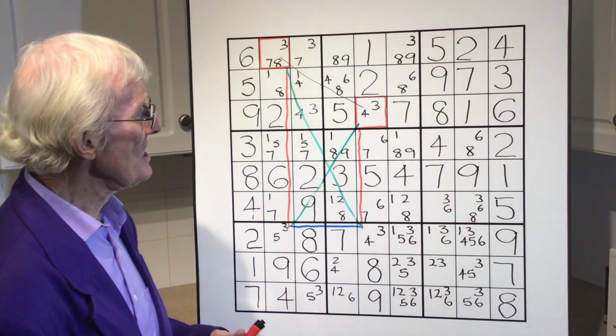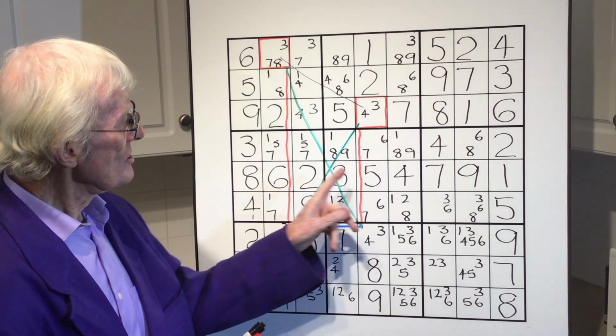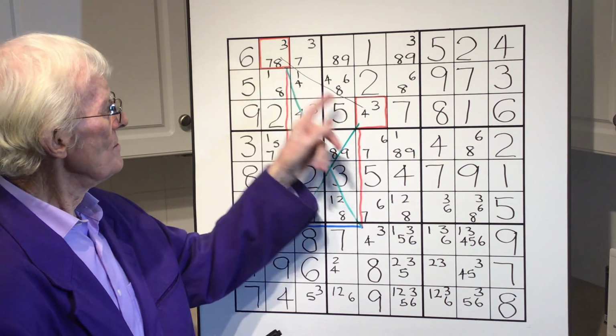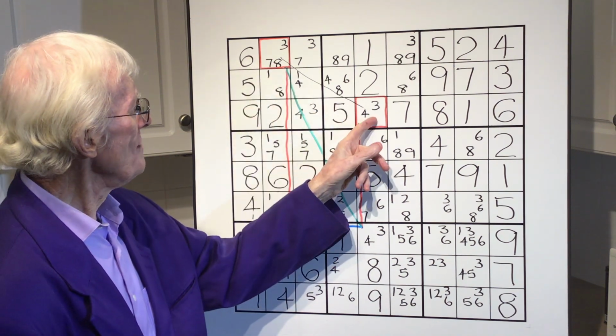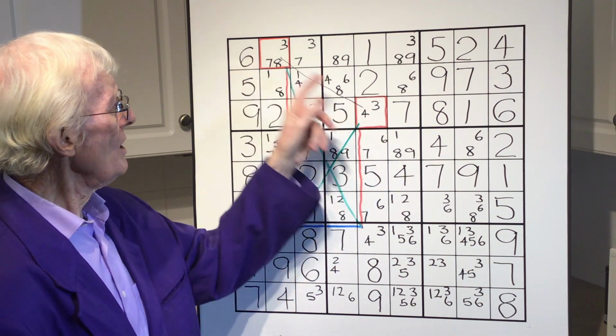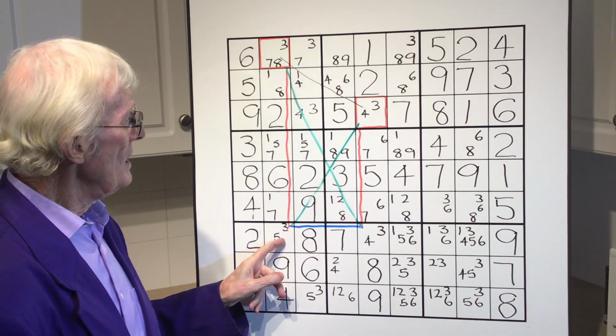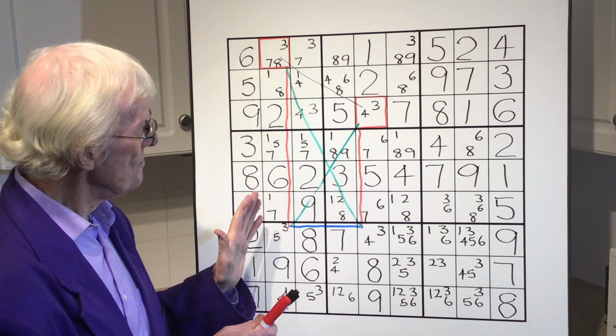Have a look at this, you can see this. We've got parallel strong links. Each point of the top of the skyscraper is in a different block, and down here it's in a different block as well. That's what you're looking for.